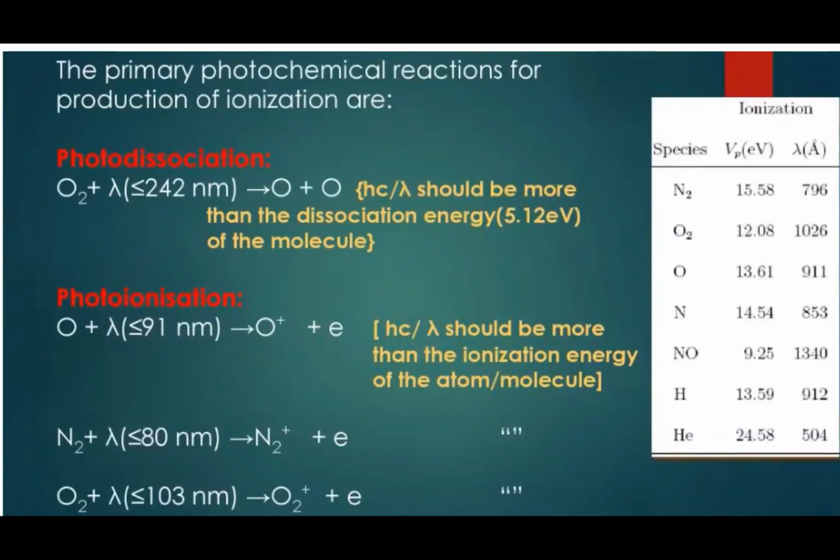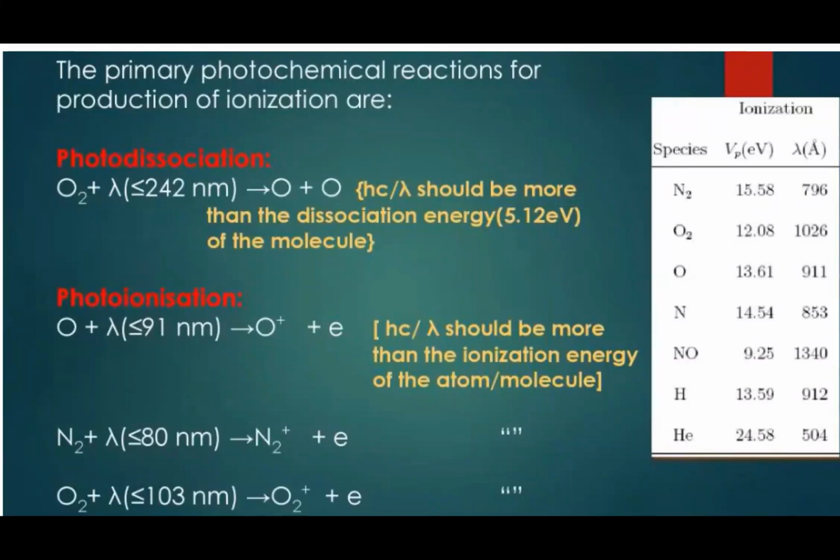Now, the primary photochemical reactions that produce the ionization are like this. One kind of reaction is photodissociation. We mentioned the O2 molecule absorbs a certain wavelength, which should be less than 242 nanometers, depending upon the molecular structure. And then taking this energy, it breaks up into two oxygen atoms. So the condition is that hc over lambda, that is the energy, should be more than the dissociation energy, which is 5.12 electron volts for the oxygen molecule. This is just an example. Similarly, many other constituents can also be photodissociated, and then the molecule can be split up into atoms.